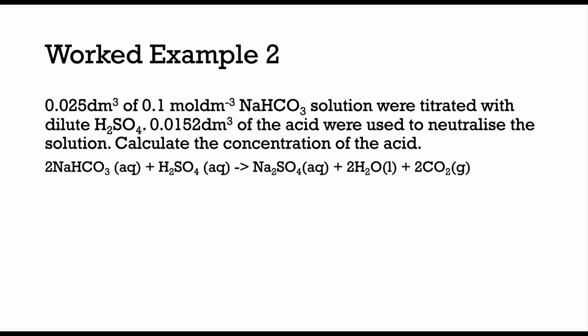Here we have another example question, and this one says that 0.025 decimeters cubed of 0.1 mole per dm cubed NaHCO3 solution were titrated with dilute H2SO4. 0.0152 decimeters cubed of the acid were used to neutralize the solution. Calculate the concentration of the acid. And at the bottom here we see our chemical equation again. 2NaHCO3 plus H2SO4 gives Na2SO4 plus 2H2O plus 2CO2.